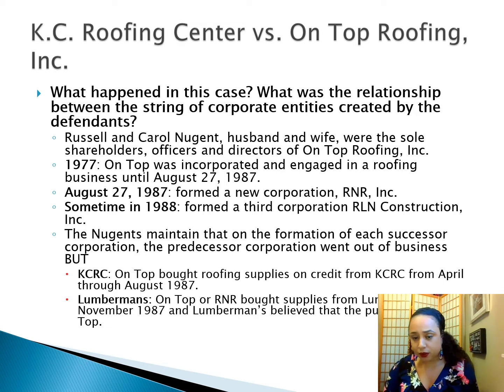The Nugents maintain that on the formation of each successor corporation, the predecessor corporation went out of business. This is another integral component to this fact pattern. However, according to the two creditor plaintiffs in this case, they were led to believe that they were contracting with On Top, even though, pursuant to the Nugents, On Top was already closed, shut down, no longer in operations. Okay, so KCRC, pursuant to this creditor, On Top bought roofing supplies on credit from KCRC from April through August of '87. And then, according to the Lumbermans, On Top or R&R bought supplies from the Lumbermans in November 1987. During this time period, clearly On Top should no longer have been in operations.